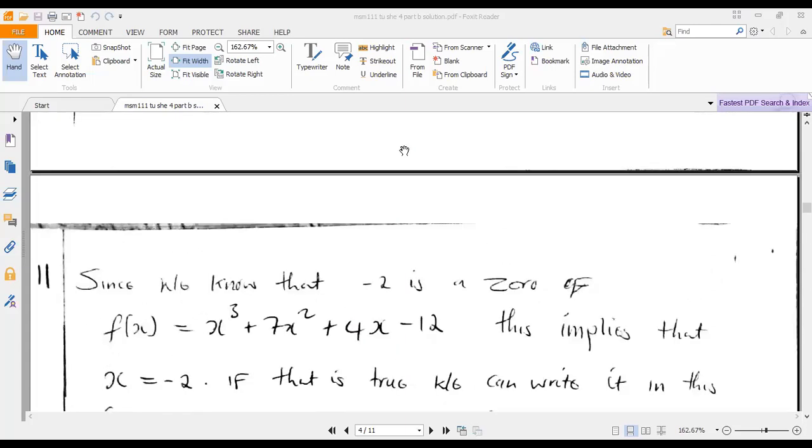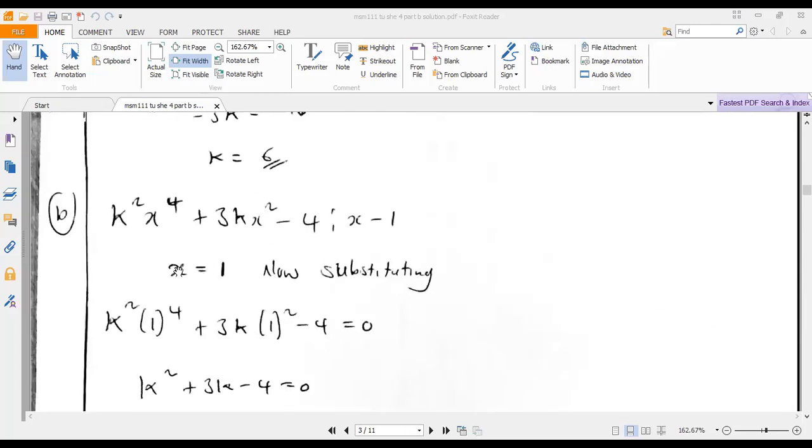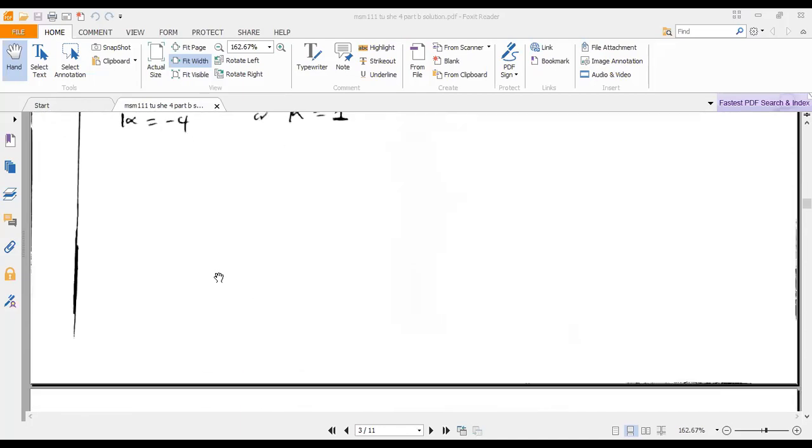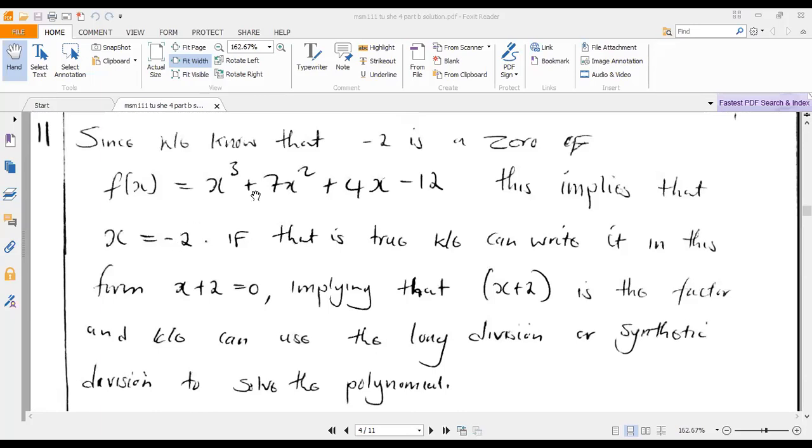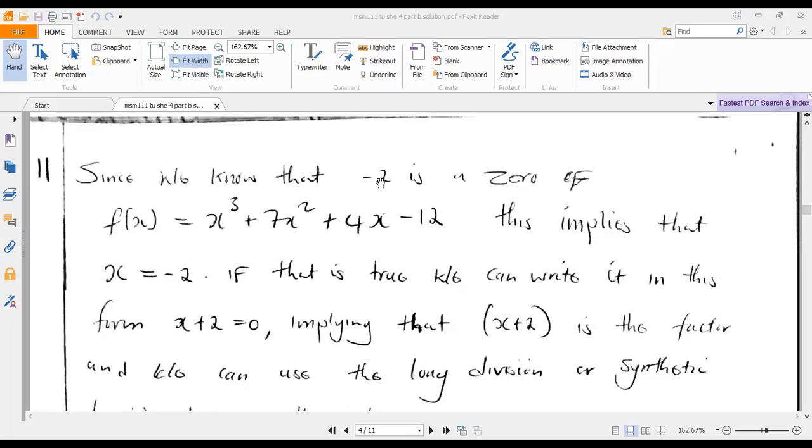Remember this part here, where we are substituting x is equal to 1. It's the same concept here. For this one, they have been given that x is equal to negative 2. So when the negative 2 comes to the left-hand side, it becomes x plus 2 is equal to 0, which can be written in the factor form of x plus 2 as our linear polynomial. Are we okay?